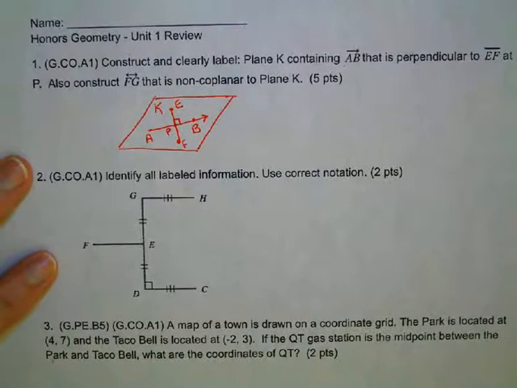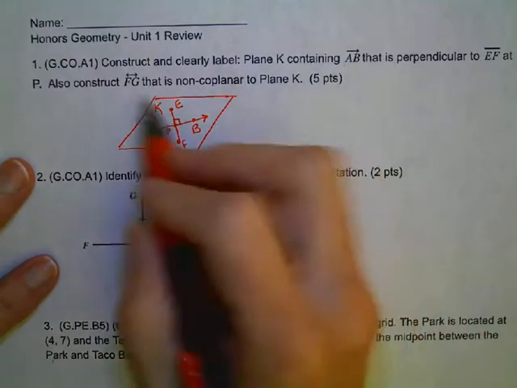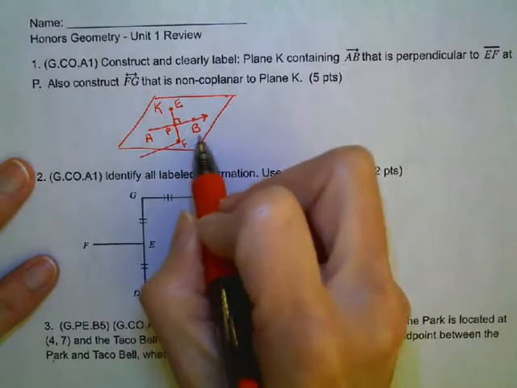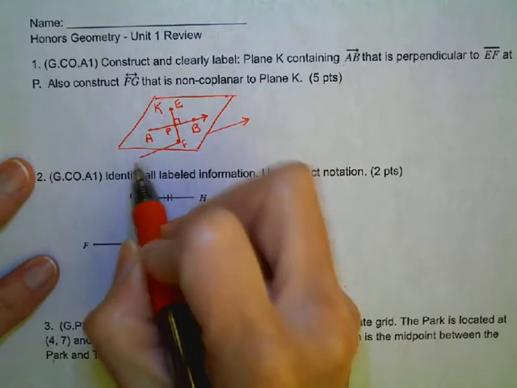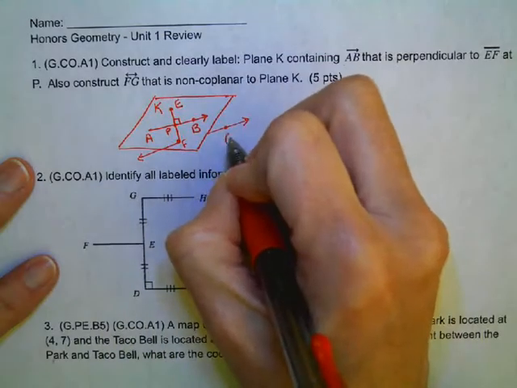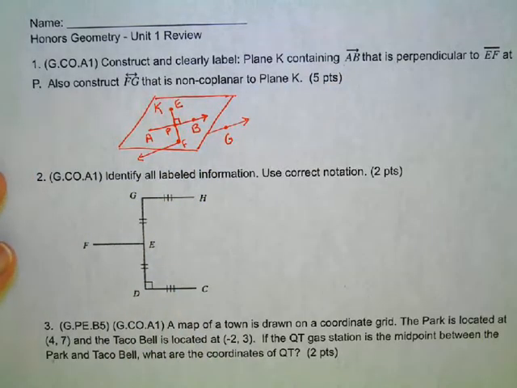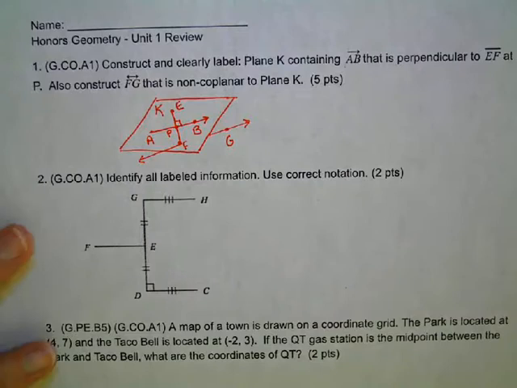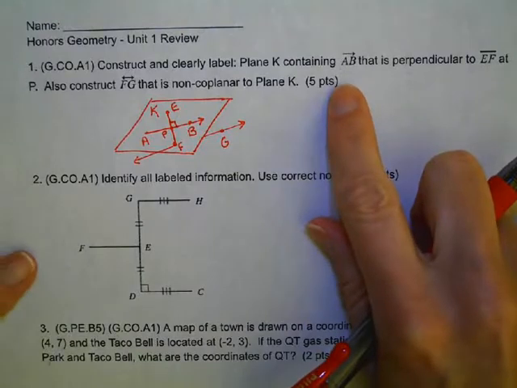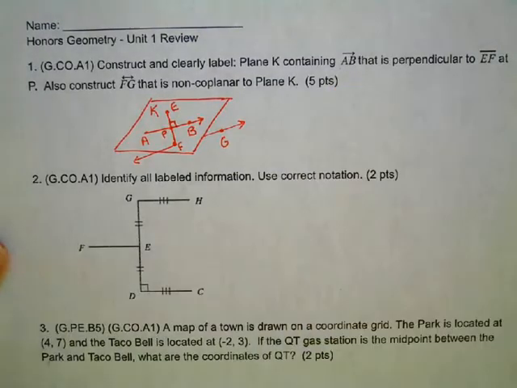Also construct line FG that is non-coplanar. Non-coplanar means not on the same plane. There's already an F in the picture here, so I'm just going to draw a line going through that plane. This is the F, and then I need G somewhere on the outside of the plane. It can go the other direction. You can have these anywhere you want in that picture, but it needs to meet all those requirements. Hence why on the test it's worth a lot, because there's a lot to do for that one picture.